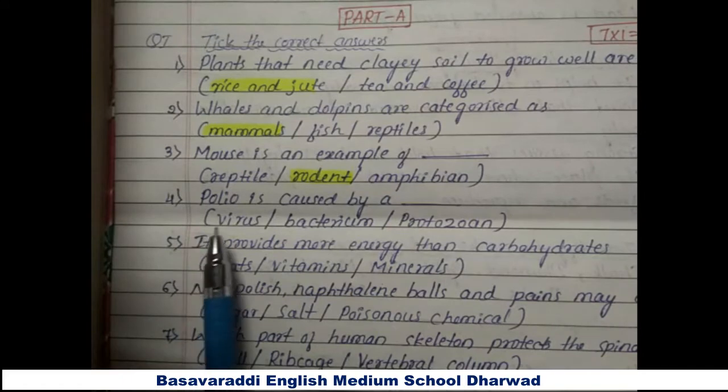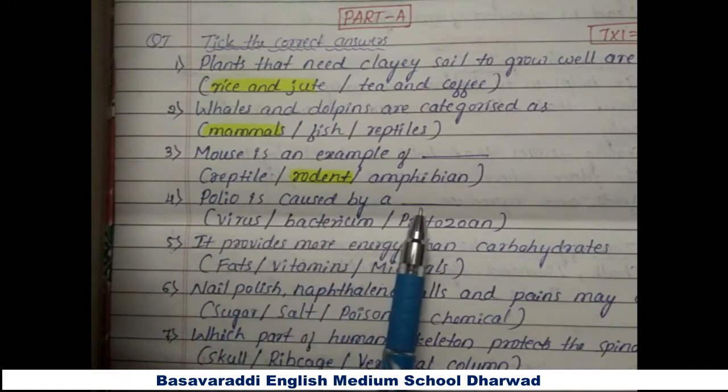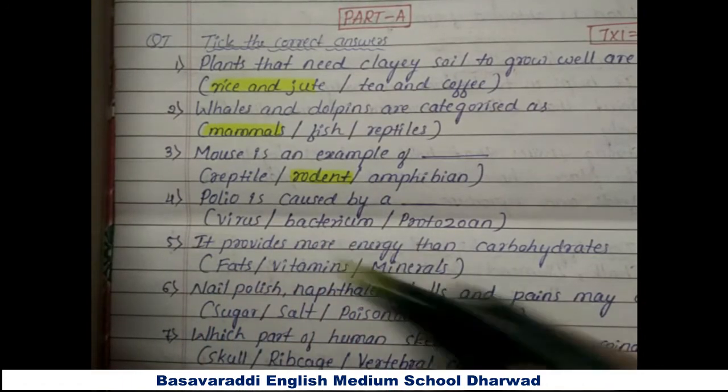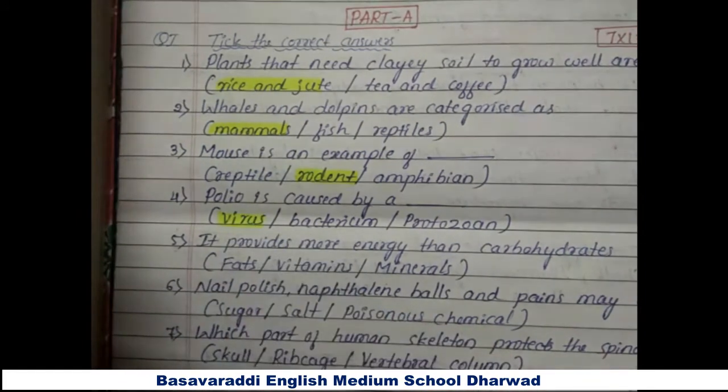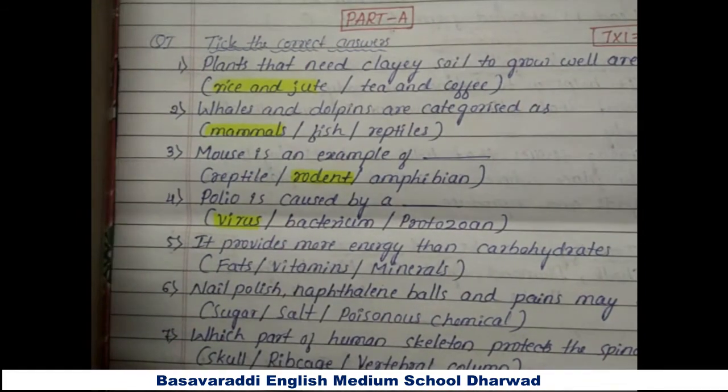The fourth one, polio is caused by a dash. Polio is caused by a virus. Virus is a kind of germ. The diseases that spread from one person to another are known as communicable diseases. These diseases are caused by very tiny organisms called germs. The virus is one kind of germ.